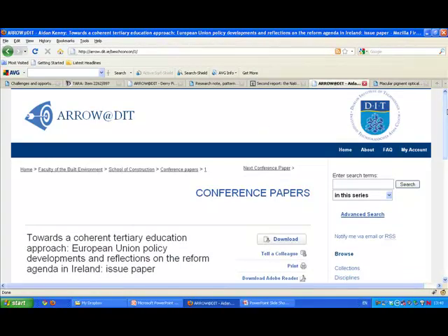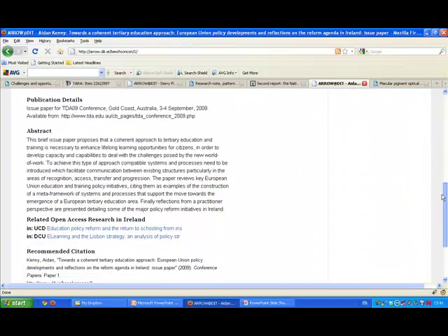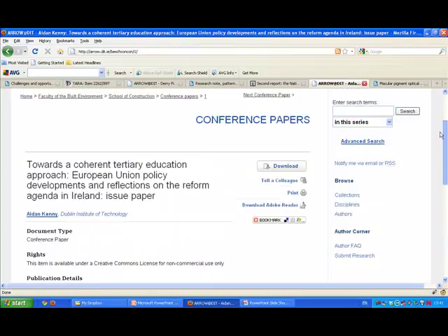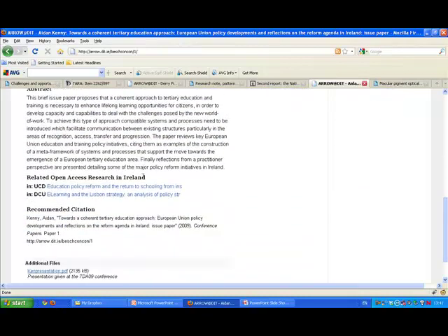Arrow at DIT, Dublin Institute of Technology, run their repository on bepress software. Again, a similar kind of page with metadata. Okay, this paper is about education and European Union policy. If we scroll down, we can see the Research Scope generated links here. In UCD we have Education Policy Reform, Schooling. In DCU we have E-Learning, Lisbon Strategy. So these definitely are related in terms of subject to the paper which is linking them.